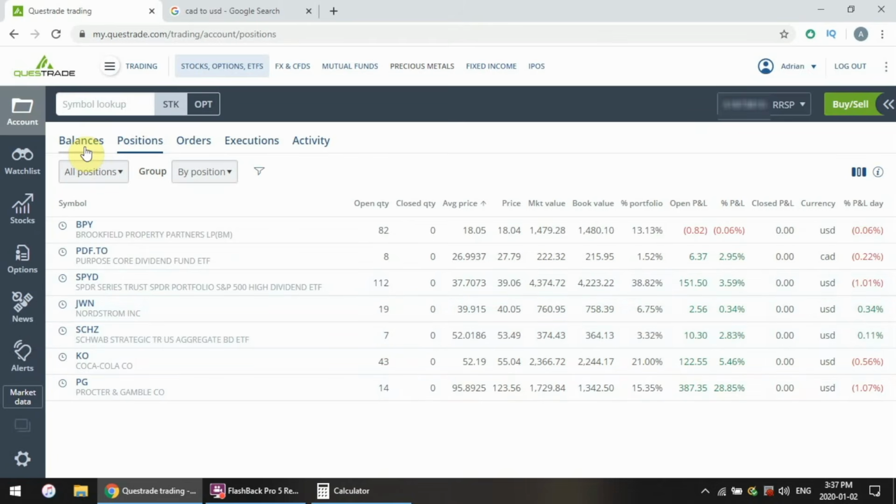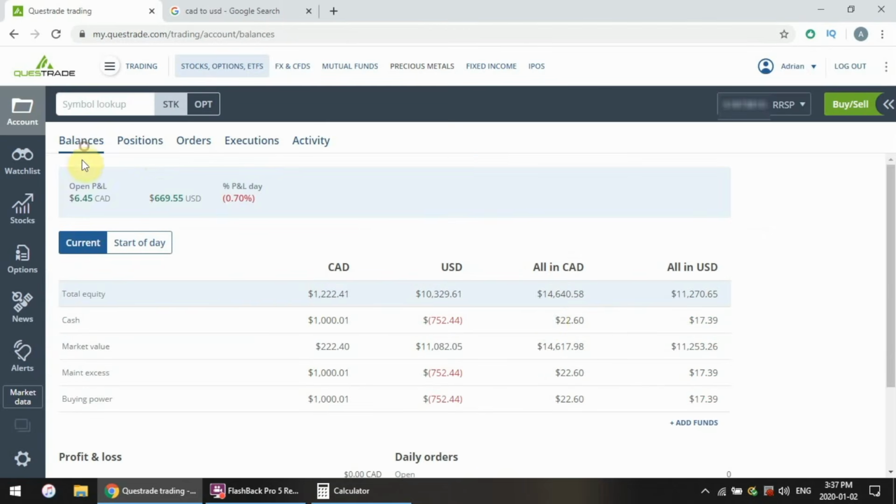Now let's go into my balances page, and here is where things are a little different than before. When I bought Canadian stocks, I expect to see my cash amount decreased to almost zero, but in this case, I bought US stocks using Canadian cash. Now you see that I still have 1,000 Canadian dollars in cash, but I have negative 752 US dollars. You may be wondering, what's going on here? Why do I have a positive Canadian amount and a negative US amount?